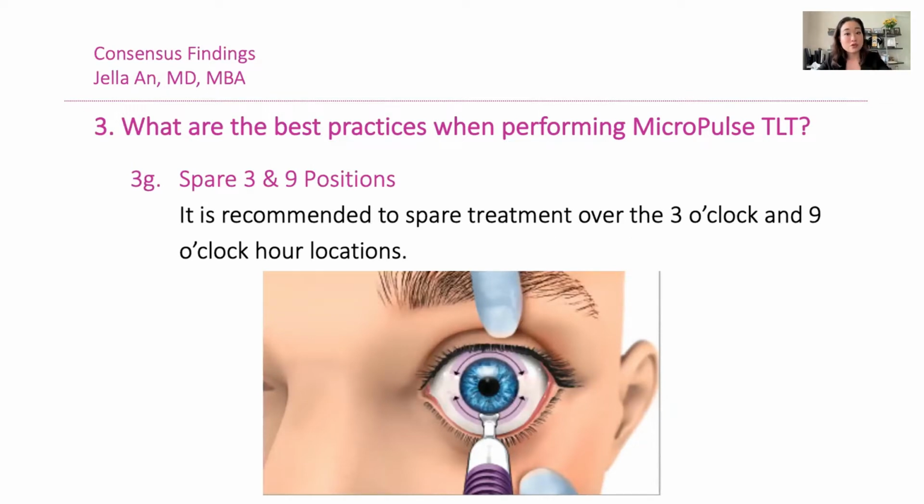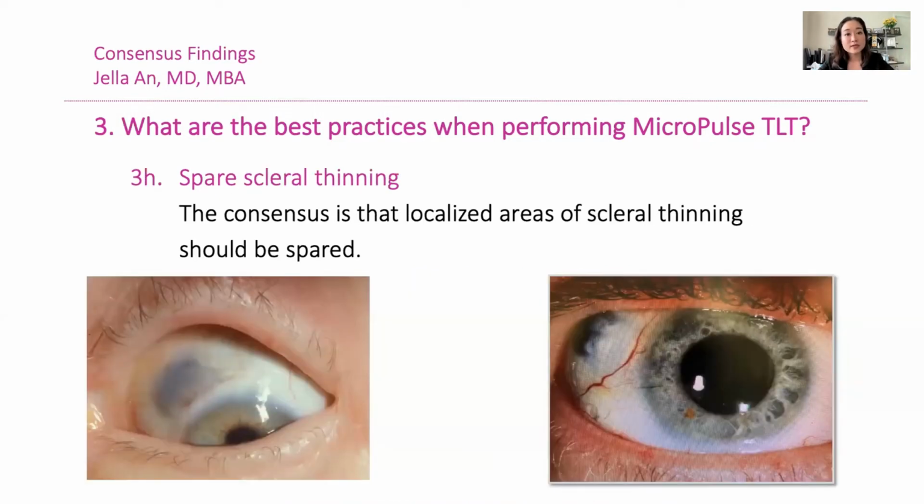So yes, do spare 3 and 9 o'clock as we normally do for the traditional CPC to avoid the ciliary bundles. It's also important to avoid any localized areas of scleral thinning as shown here, either as a result of inflammatory process or previous trauma. If it is due to an underlying inflammatory process, such as rheumatoid arthritis or scleritis, you might want to reconsider doing the MicroPulse or any kind of inflammatory laser in those settings, or significantly reduce the energy for these patients.